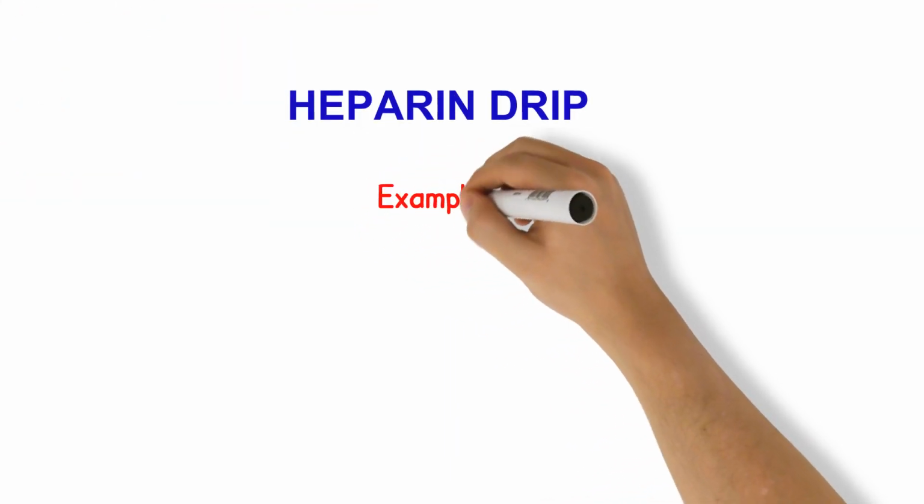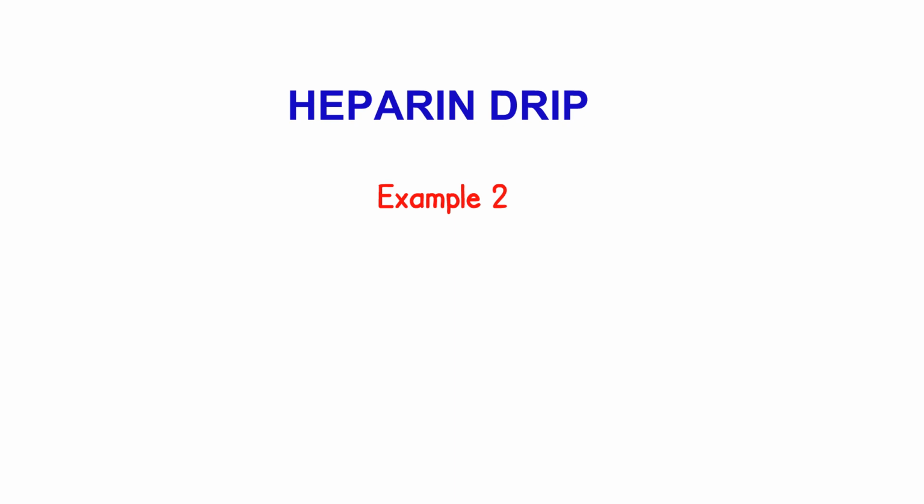Okay guys, in this video we're going to take a look at a heparin drip where you have to figure out the units per hour based on the patient's weight. So let's see what we got.